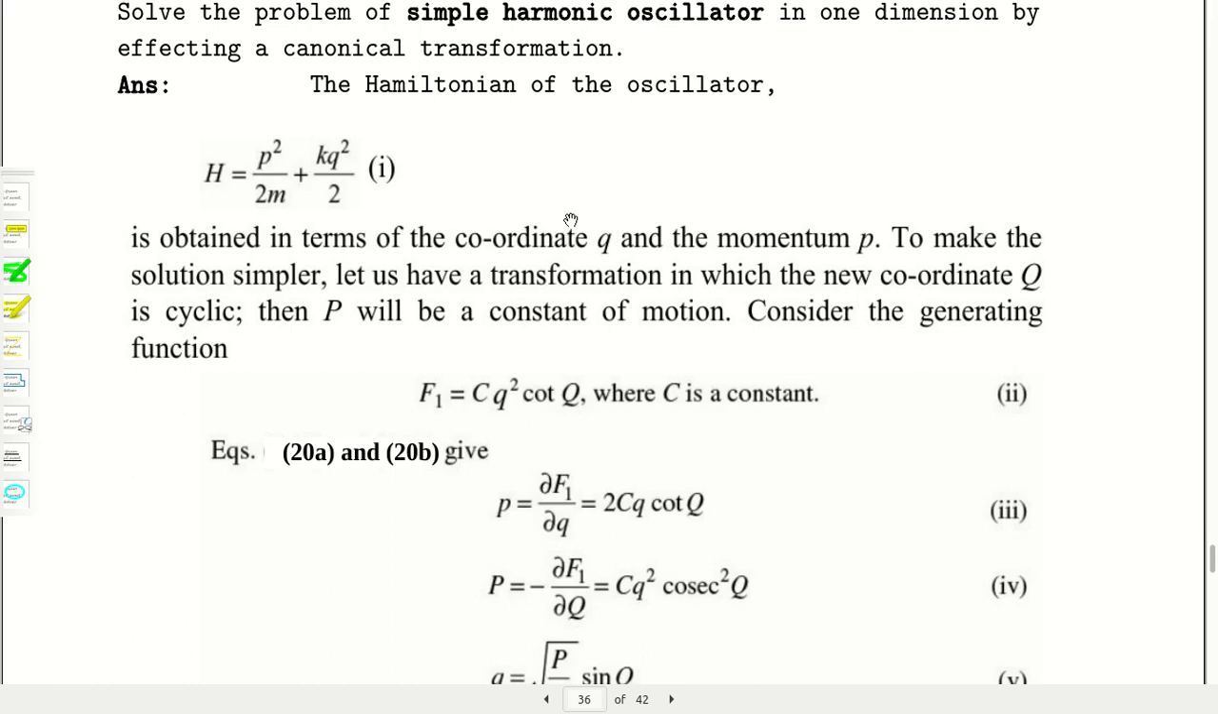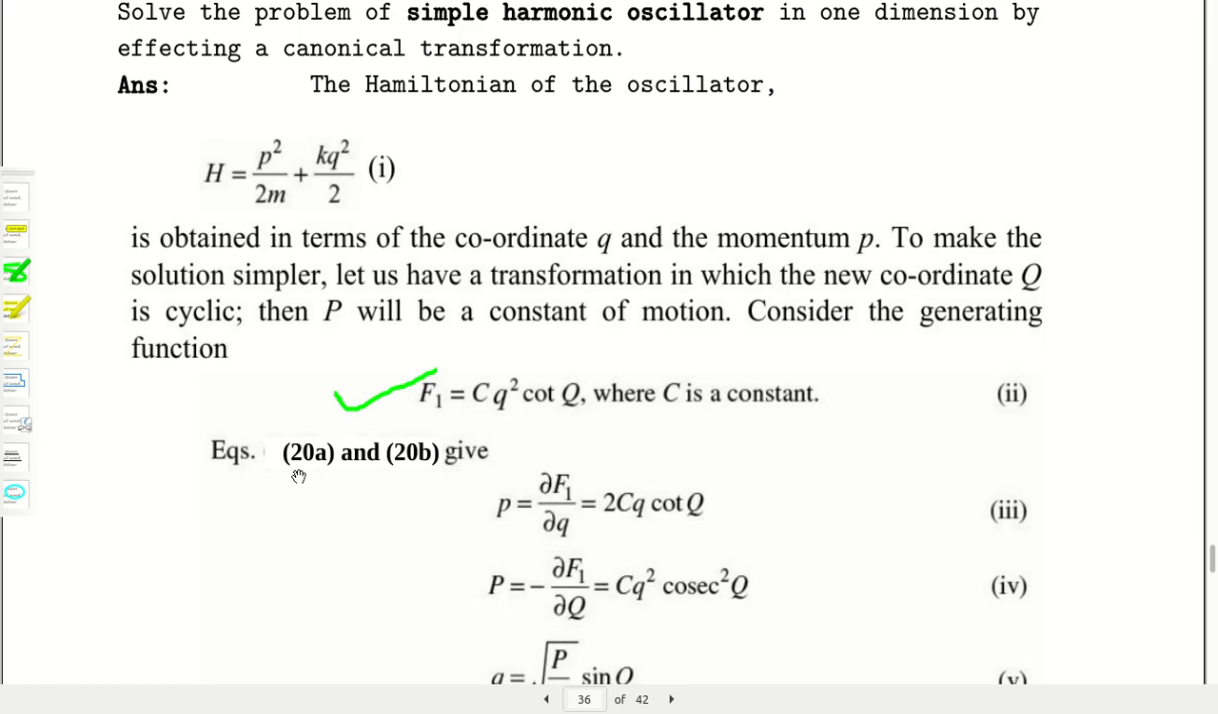So this is well known to us, and if you choose the generating function of the first kind, f1, as c into q square into cot Q, it is given. At this point of time it is given; it is a well researched article, this function is assumed by trial and error method, you can say. So you have to assume this function, you have to remember this function and start from here.